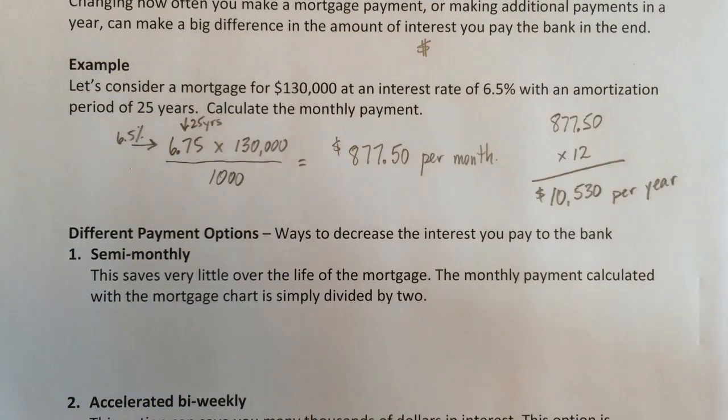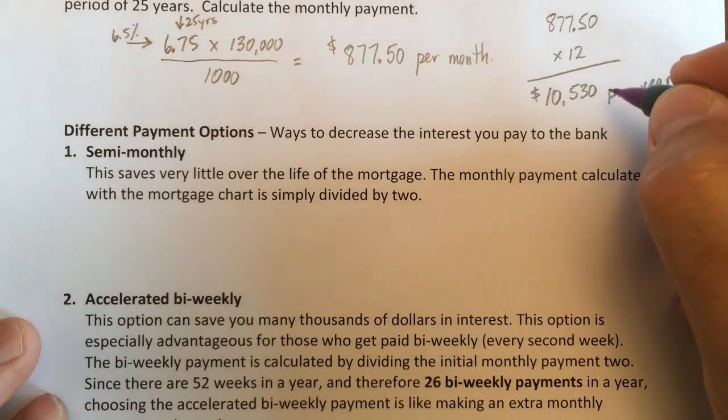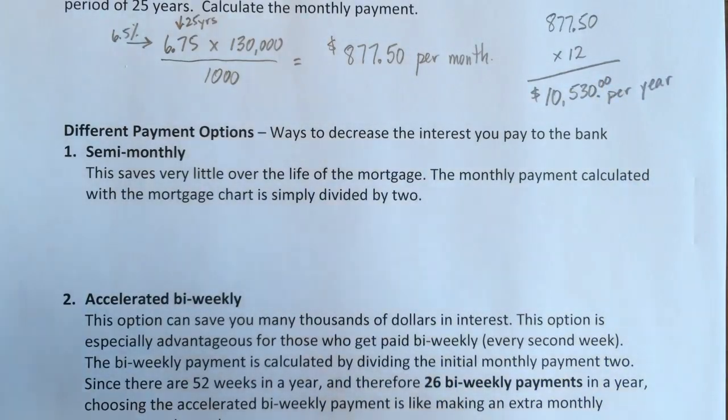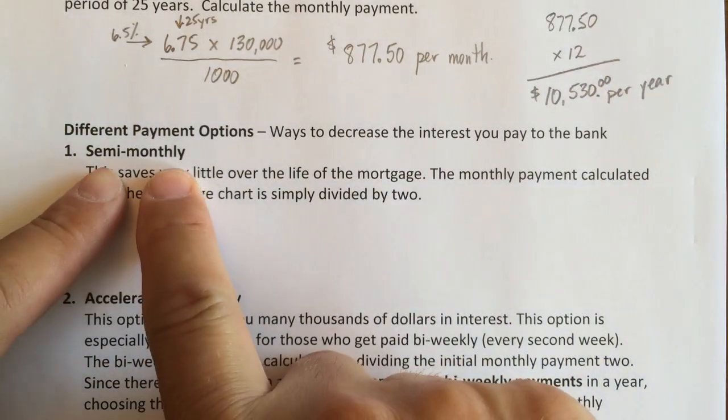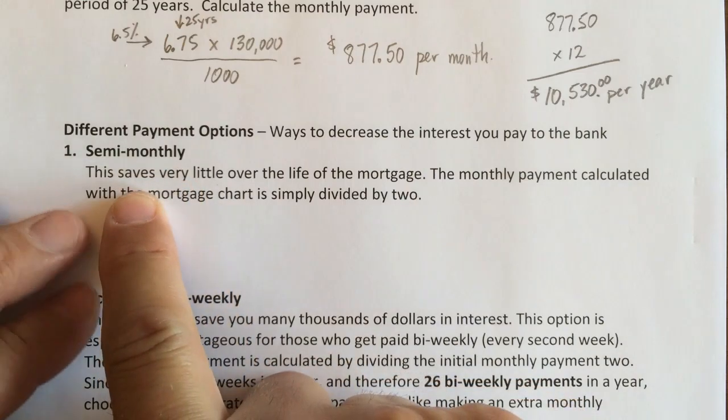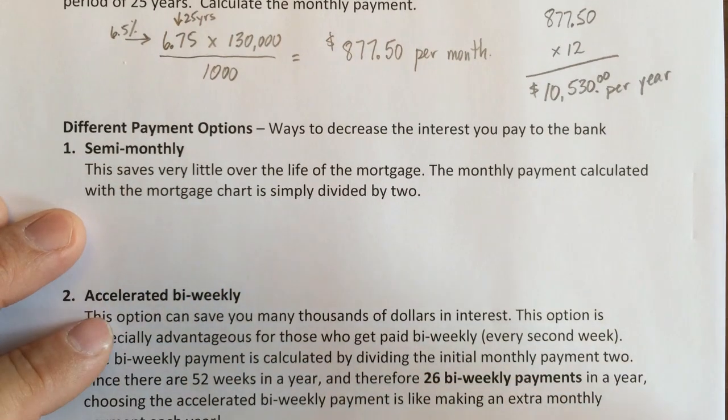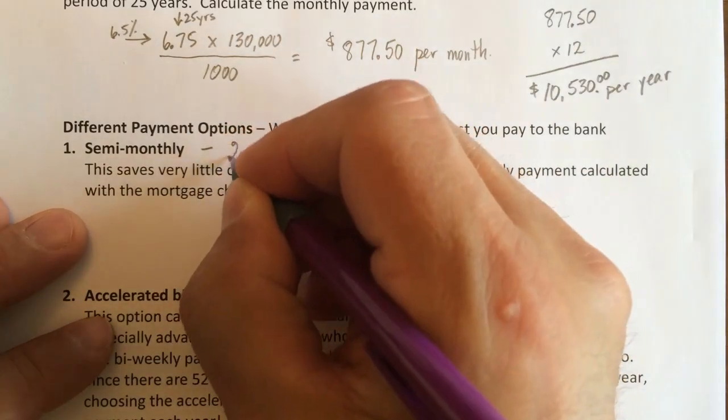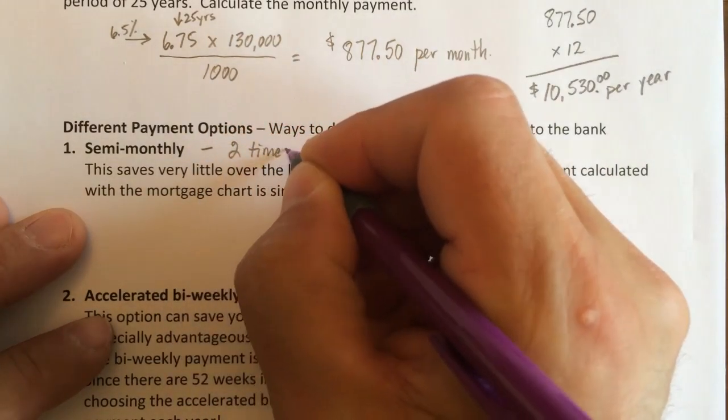Okay, some other options that can be considered when you're setting up your mortgage would be semi-monthly. Now, semi-monthly is 2 times a month. 2 times each month.